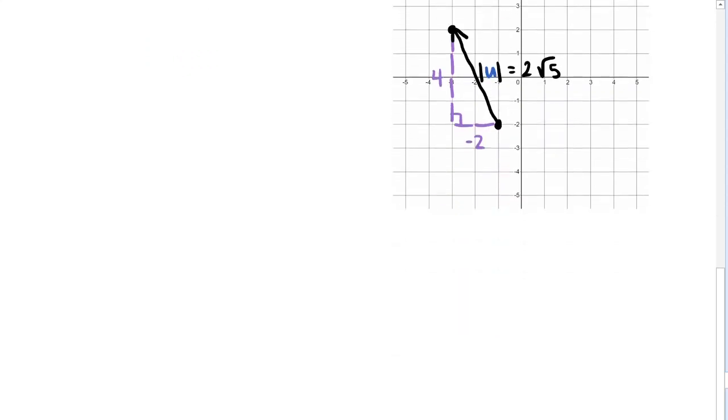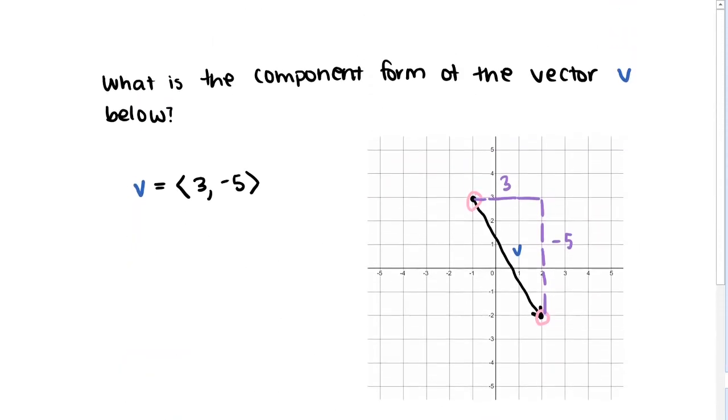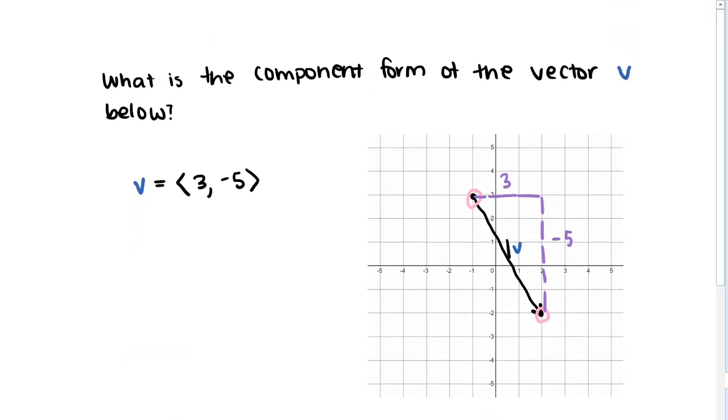Now if we go back to our other example, the magnitude of v is equal to, what did we get? We got the square root of 34. And again, this was just using the Pythagorean theorem on the right triangle, where the horizontal leg length is 3. That's just the horizontal component of the vector. And the vertical leg length is -5. That's the vertical component of that vector.